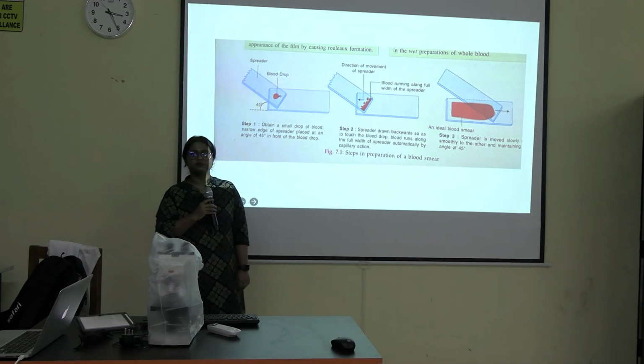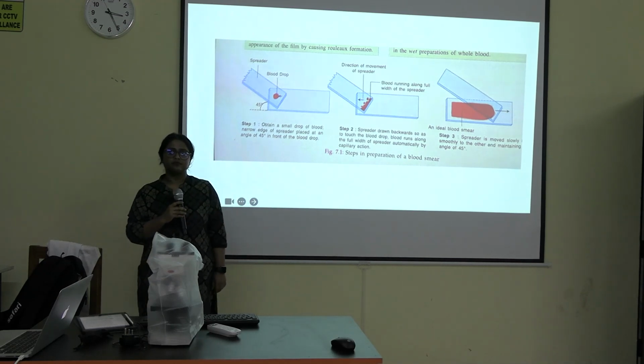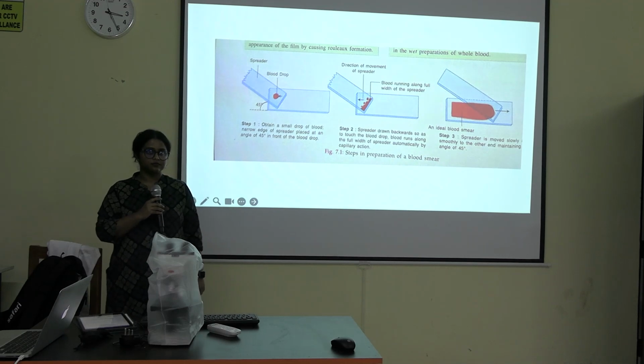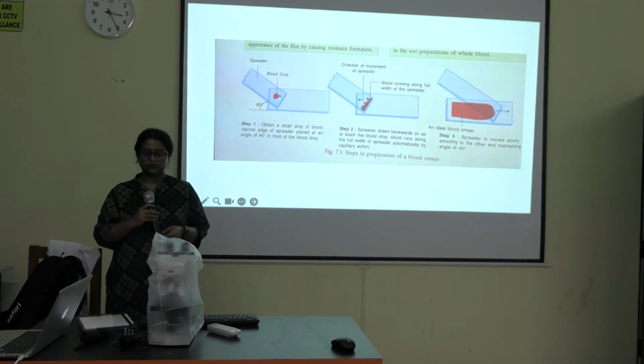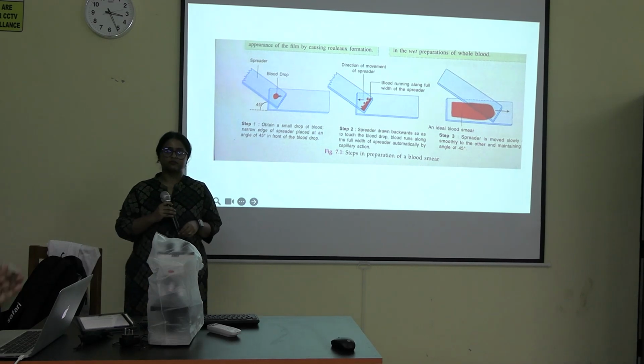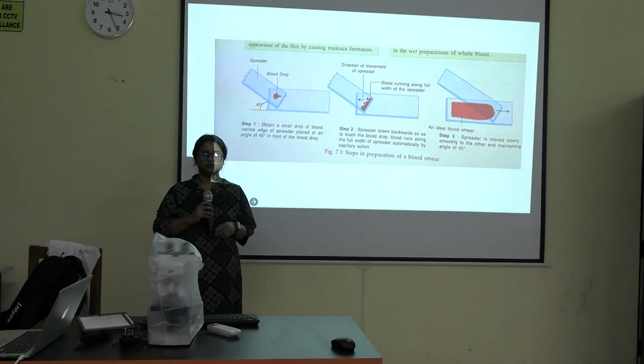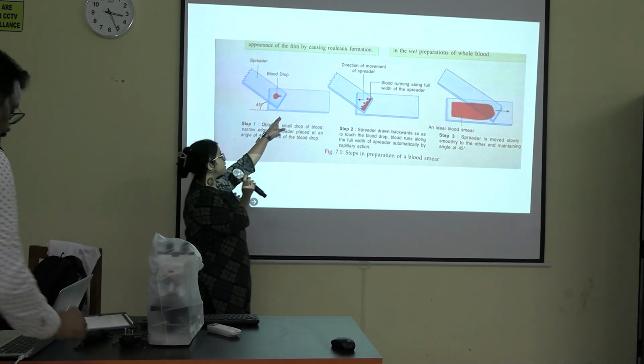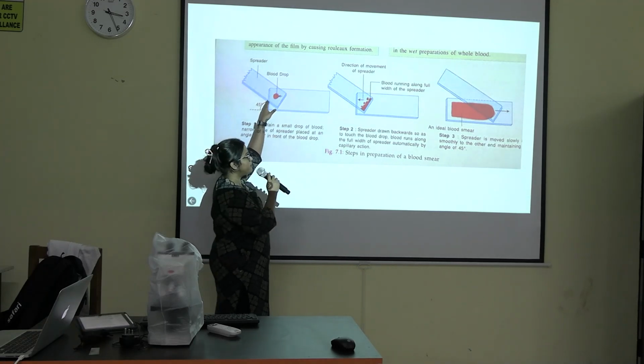So this is 90 degree. Half of this is 45 degree. Then I will push it forward. Not so fast, not too slow, not by zapping. This is not the way. It should be smooth. You should keep the slide on the surface. See, we will place the spreader here and then we will move it backward.